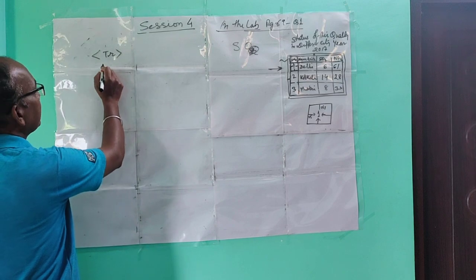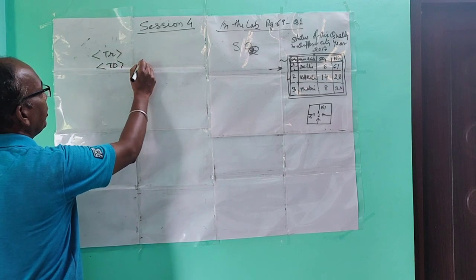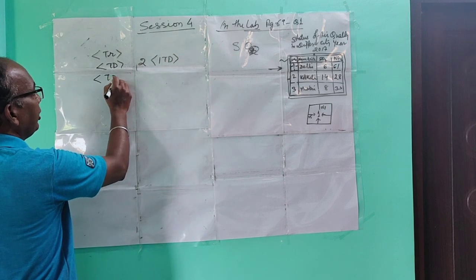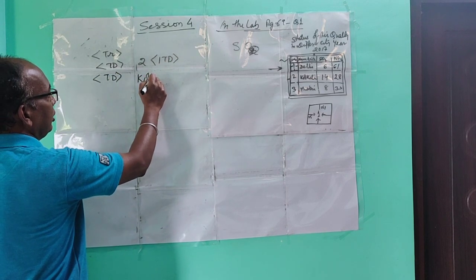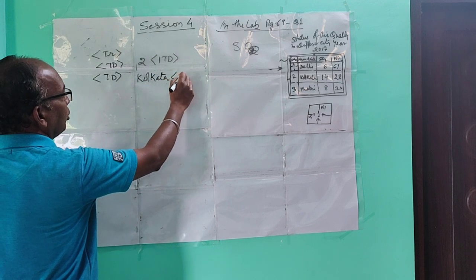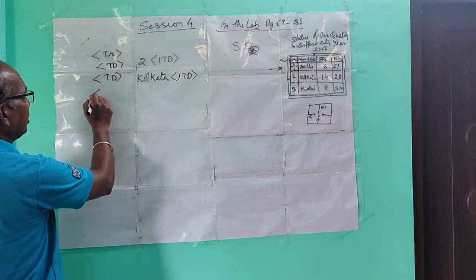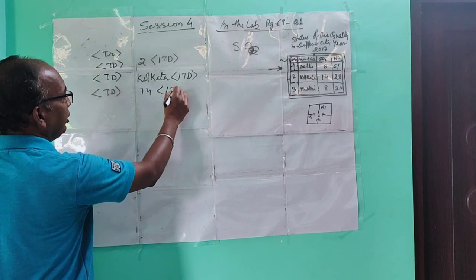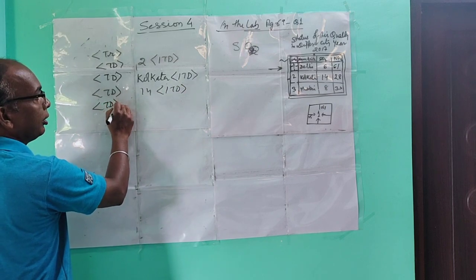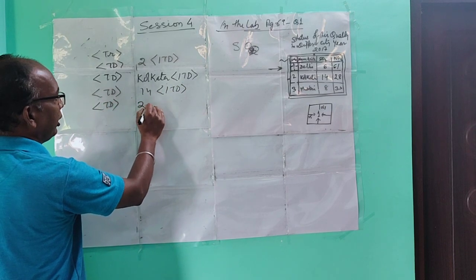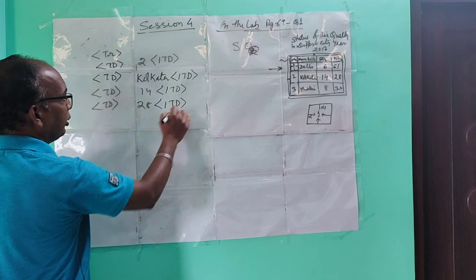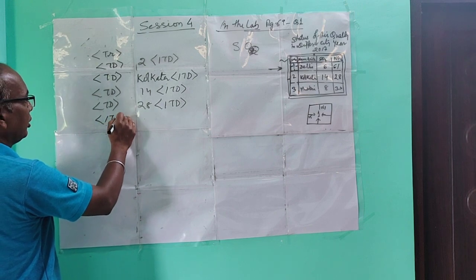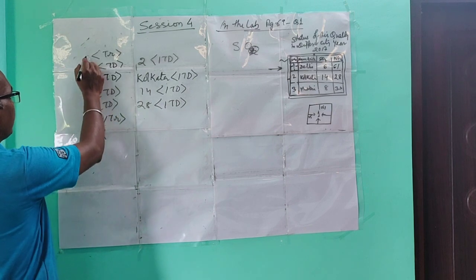again start with tr, td 2, close td, then td Kolkata. You can enter data as your own. You can change the data. td 14, close td, again td 28, close td. Third row finish. So give close tr. This is for the third row.